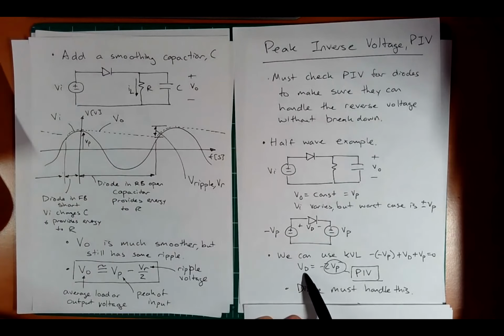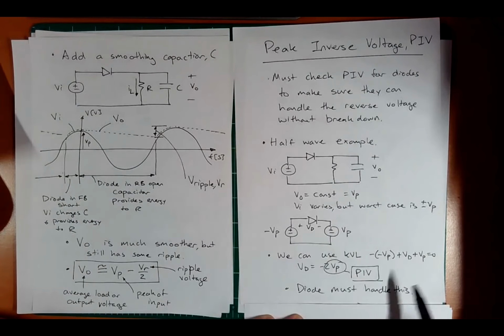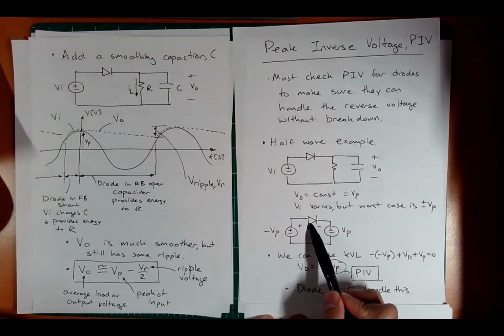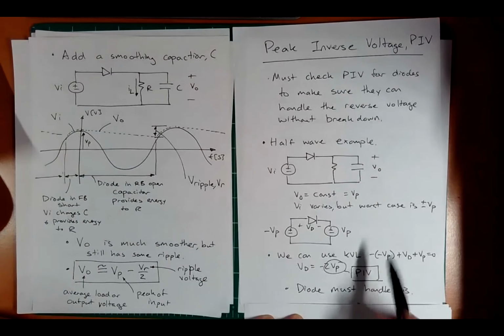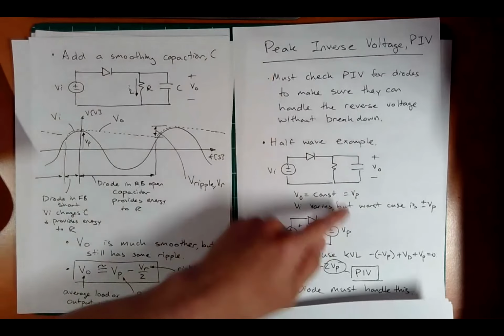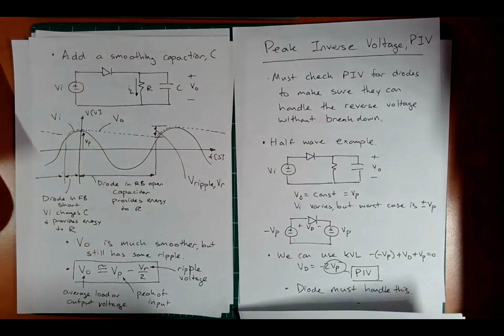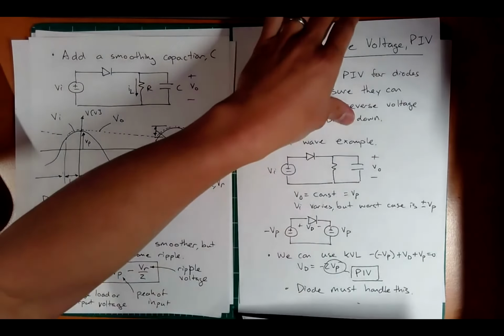This diode needs to handle 200 volts, right? So before you even connect it, you'd want to check the data sheet of your diode and make sure it can handle twice the amount of voltage that the input is providing in this half-wave rectifier case. Depending on the circuit, you might have to do your own peak inverse analysis if you have a different circuit, but this is just for this half-wave rectifier example.